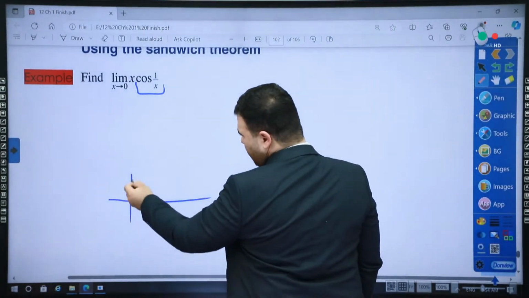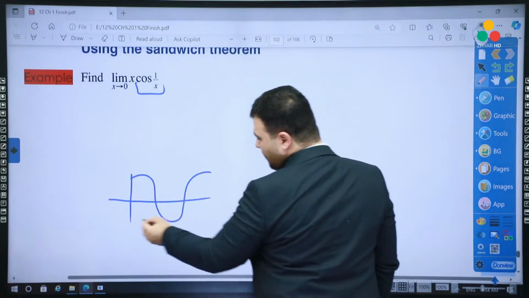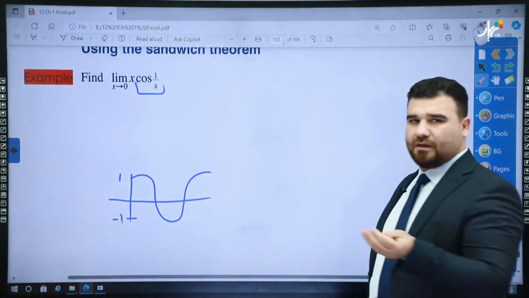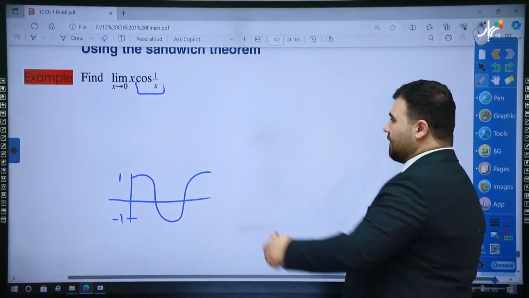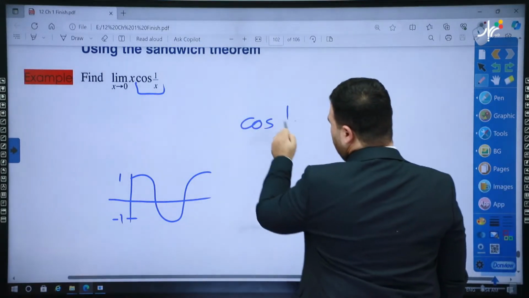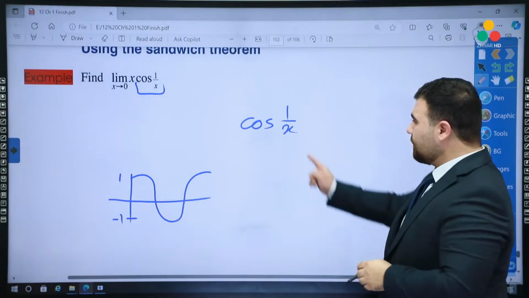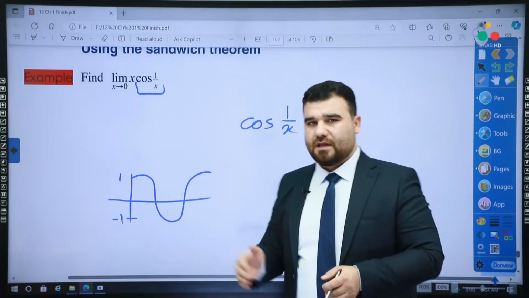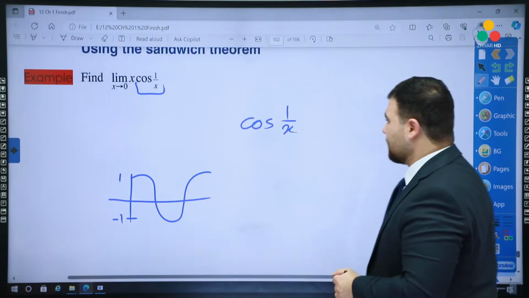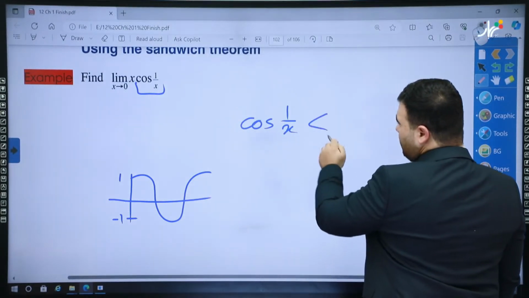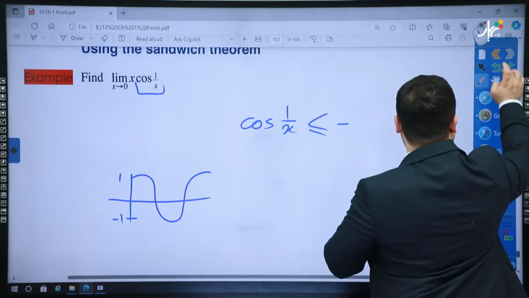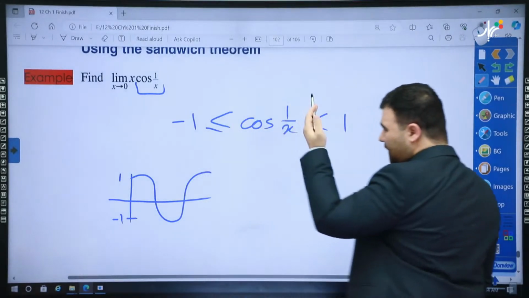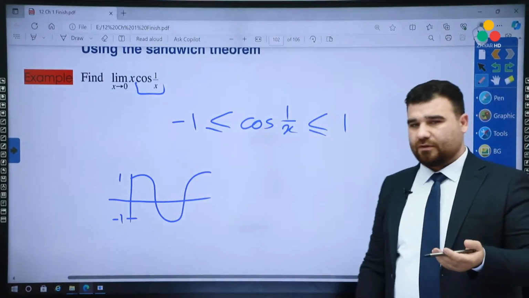Like this is the graph of cosine. This graph is from -1 until 1. It cannot be more than 1. It cannot be less than -1. Then I write cosine 1 over x. Make sure to write the same angles, because later whatever we do, we cannot change the angle. Then begin with what do we have? 1 over x. I know this cosine is from 1 until -1. It's more than or equal to -1. It's less than or equal to 1.